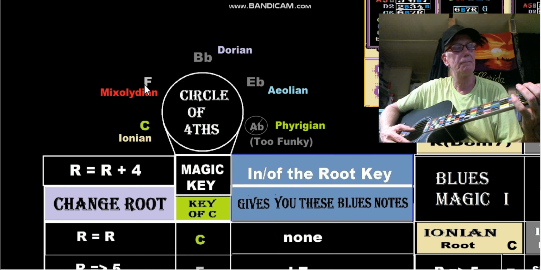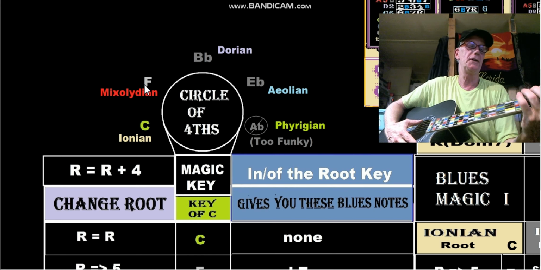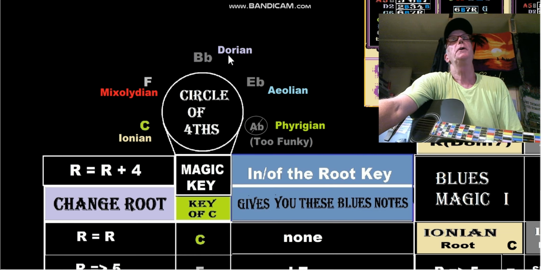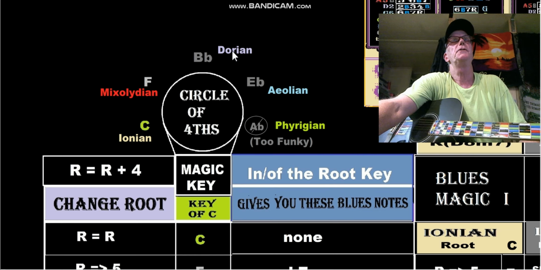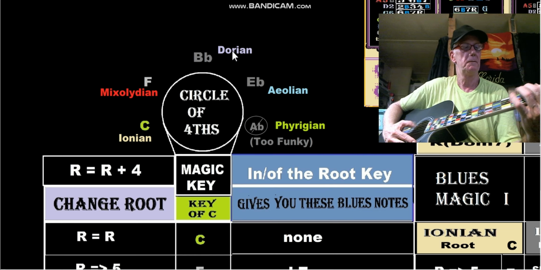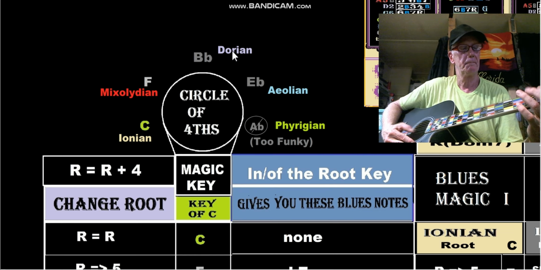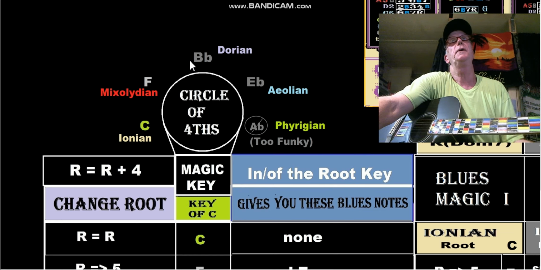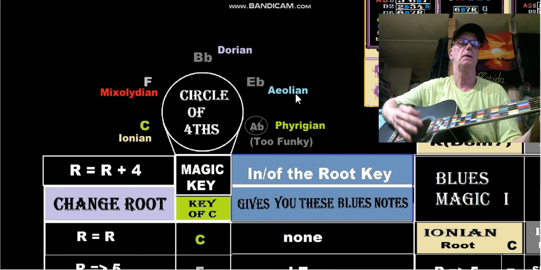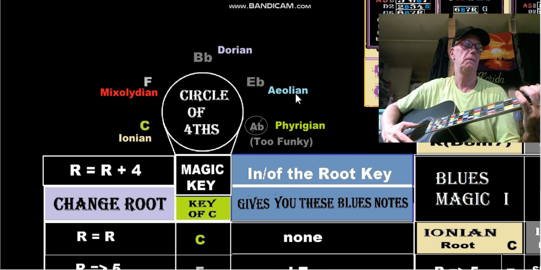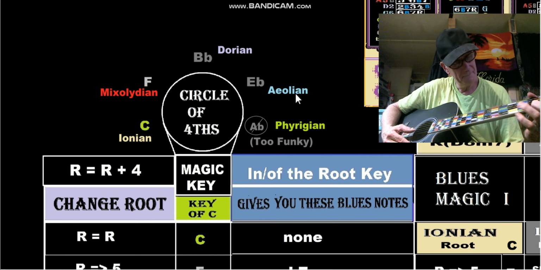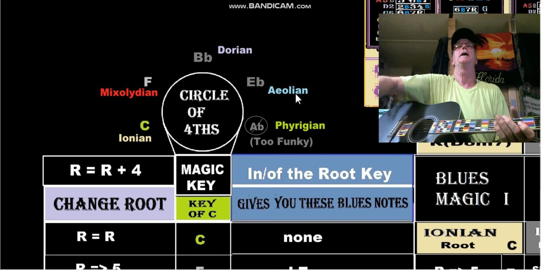Not this note. That's in there, but that's not the note. Okay, so it's a Mixolydian. If we go to the blues magic key, which we're going to use now, it becomes a Dorian, so it'd be okay. And then if we add even another flat, it becomes an Ionian. Okay, it becomes an Aeolian.